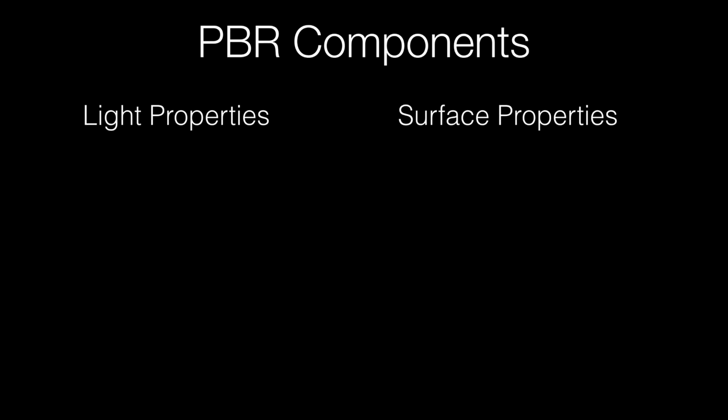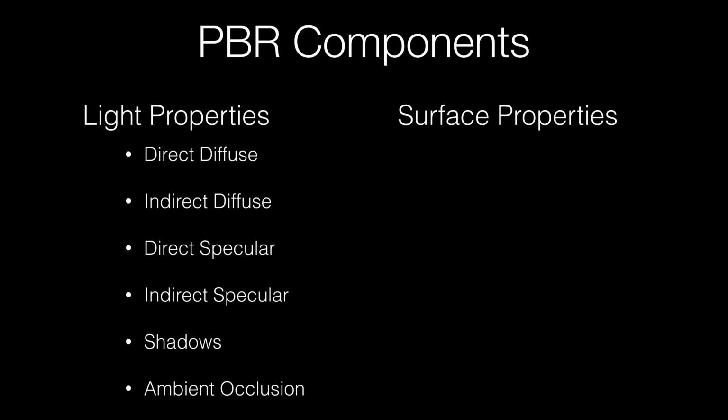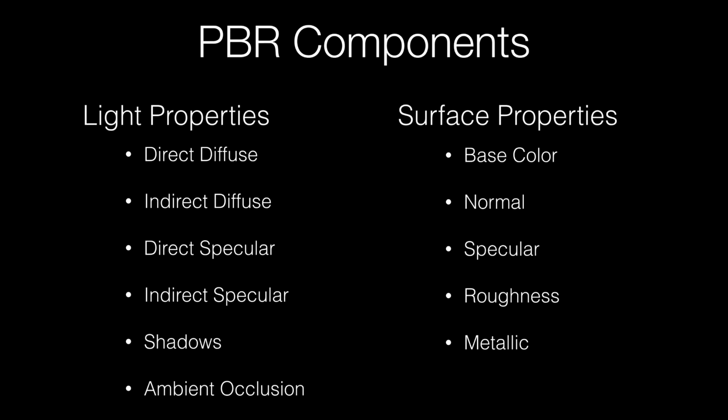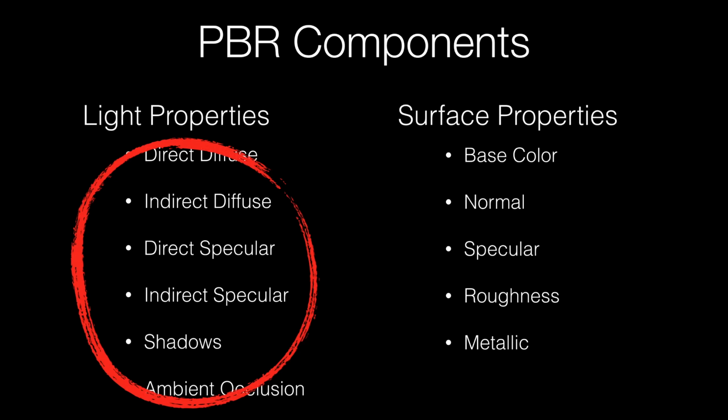There are two main components to PBR, light properties and surface properties. In order for materials to look as realistic as possible, both of these components need to be correct. Light properties are mostly controlled by the game engine itself, while surface properties are controlled by you as you create shaders to define them. For most of the video, we're going to focus on surface properties, but first I want to take a minute to go over the light properties, because it's important to understand what the engine is doing for you under the hood. So let's talk about this stuff for a minute.